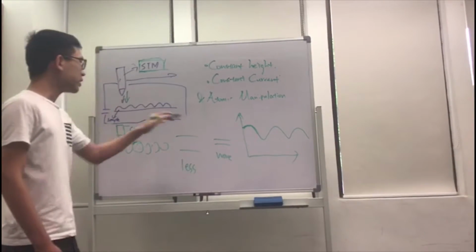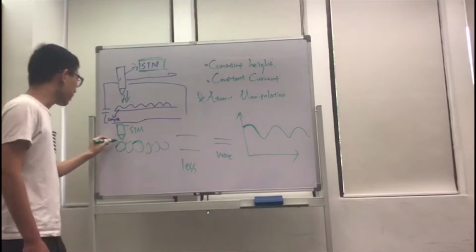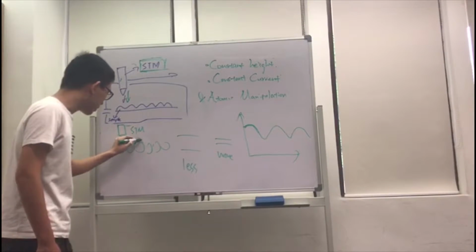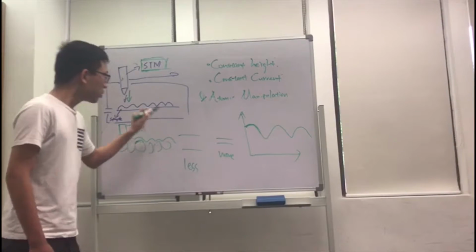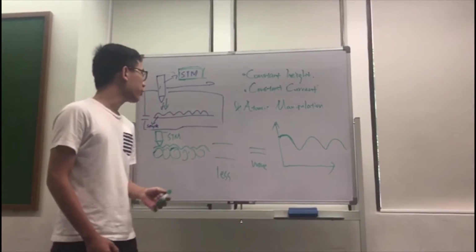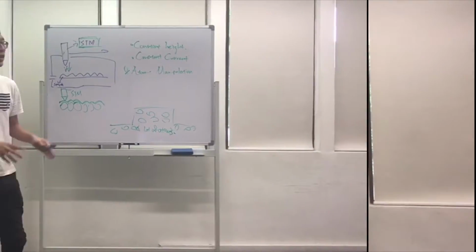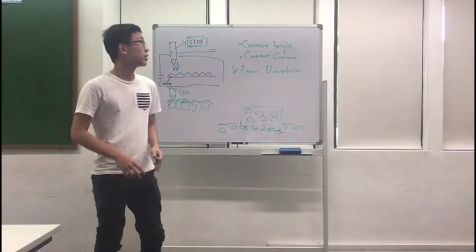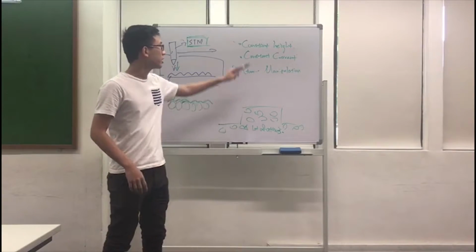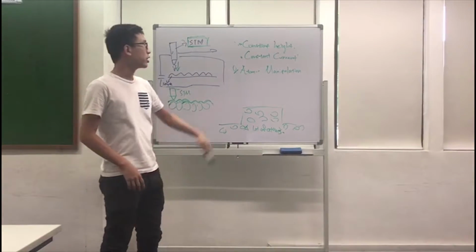So this is actually the same as this. By doing this, we can tell how smooth the surface of the atoms is. Okay, so we just finished the explanation of constant height. Sorry. Now I will be explaining the constant current.